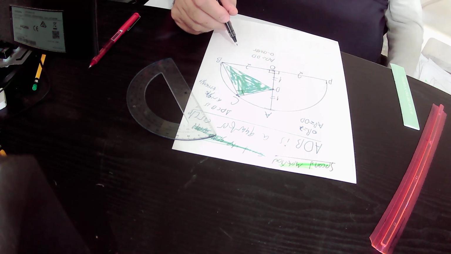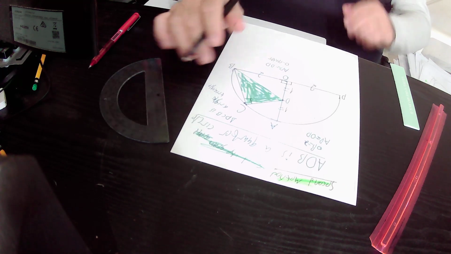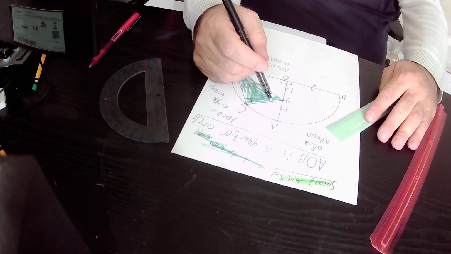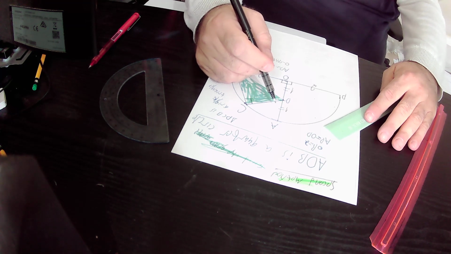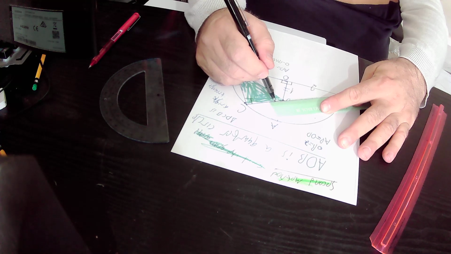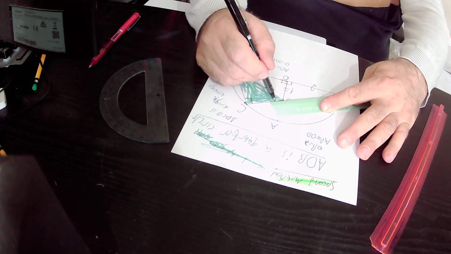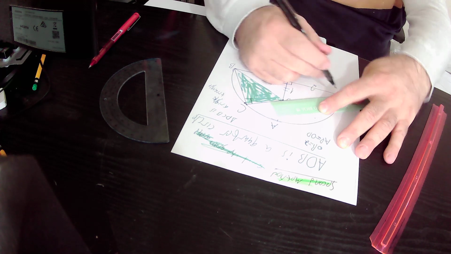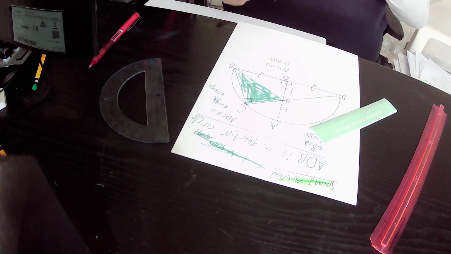We'll extend side CD by a straight line until it touches the circle, and according to the first method, we've already proved that when we extend side CD by a straight line, it must touch the semicircle at point P. Okay?